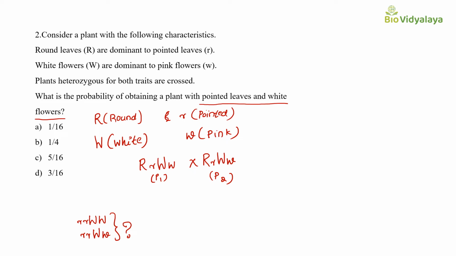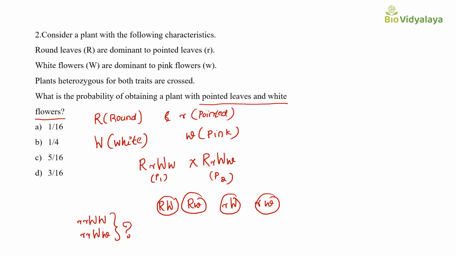For P1, capital R, capital W, capital R, small w, small r, capital W, and small r, small w. And for P2 also the same gametes we will get. Okay. So we can solve this question by two methods. I will show you that. First one is drawing Punnett square.